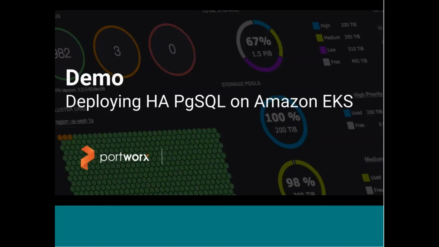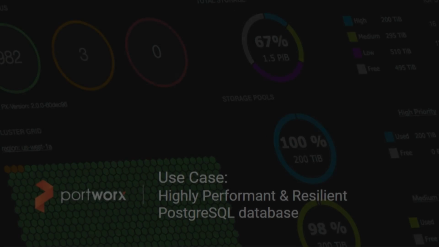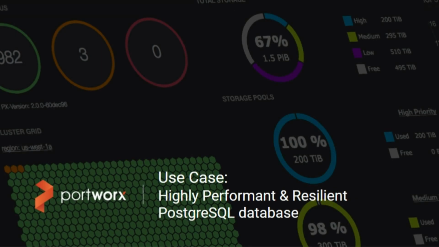And with that, I'd like to turn it over to Jenny Kiram, who is going to show us a live demo of deploying HA PostgreSQL on Amazon EKS. I'm going to make you the presenter now, Jenny. Okay, you should be the presenter. Take it away.